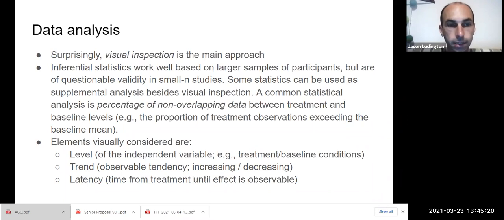Trend. I should have bolded these terms because I like to bold vocabulary words. Anyway, trend is the next one. This is the observable tendency. Trend means tendency. It can be a tendency to increase or decrease. I'll show you an example of that. And then there's latency, time from treatment until the effect is observable.